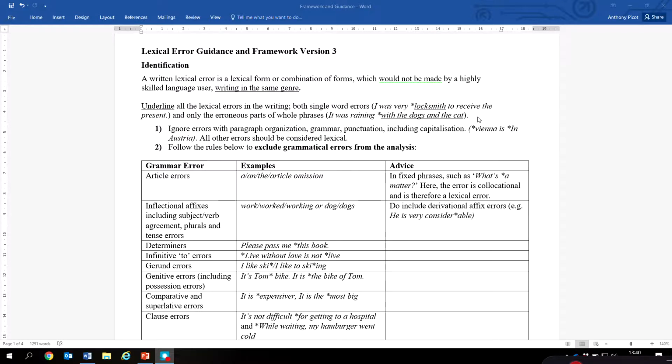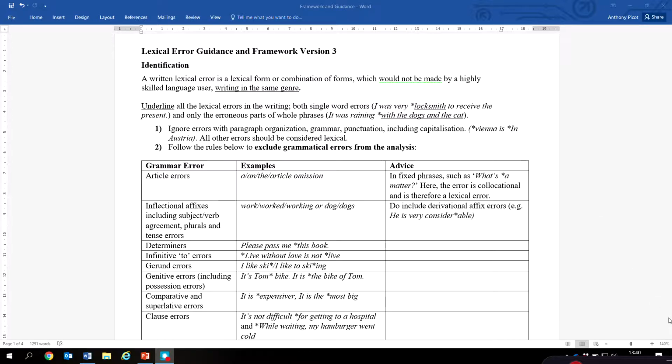Analysts are asked to ignore any errors with paragraphing, with organization, grammar, and punctuation, including capitalization. But separating out grammar errors can be problematic. So, for the purposes of lexical error analysis, the following rules are used to exclude errors which can be considered wholly grammatical. And this list is adapted from Hemchua and Schmidt 2006.